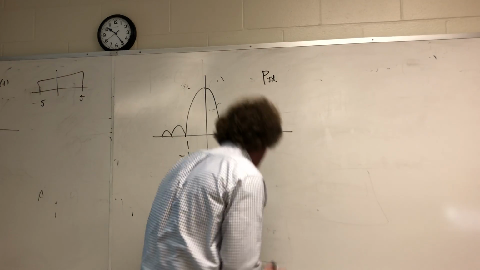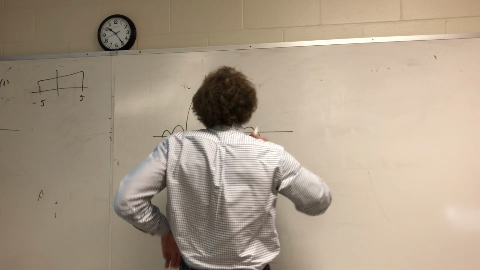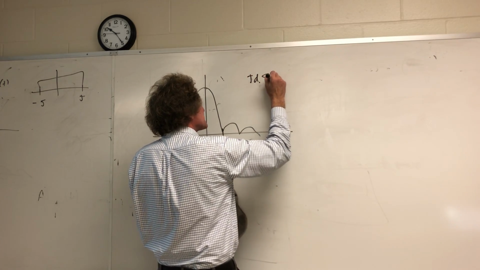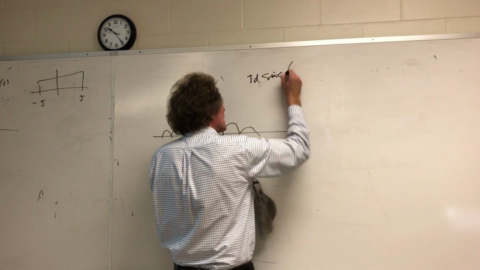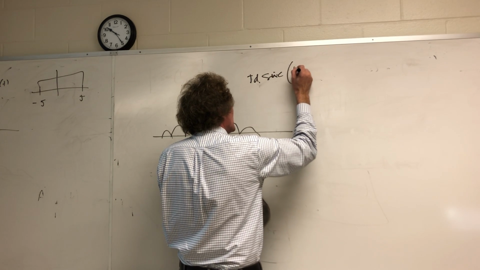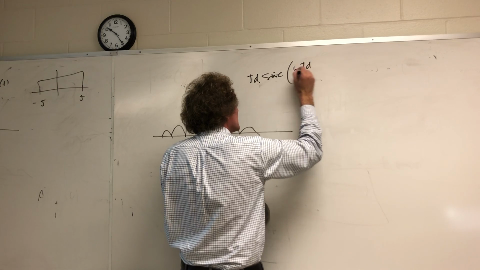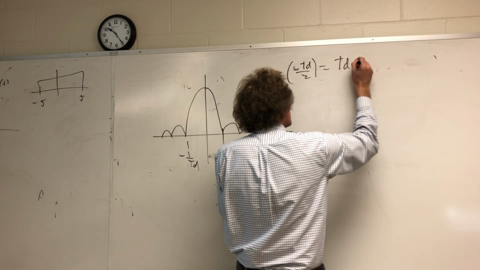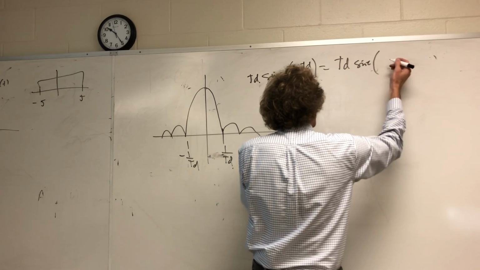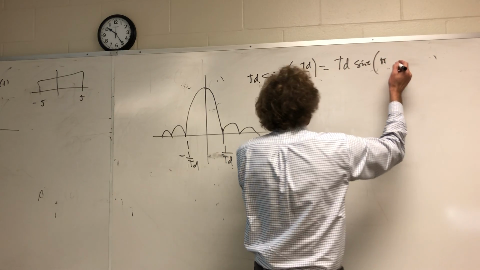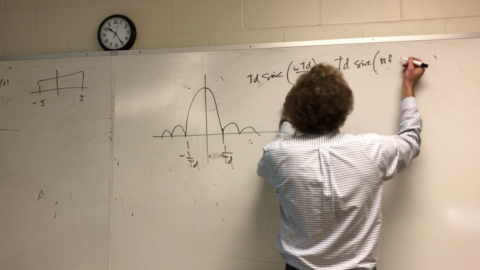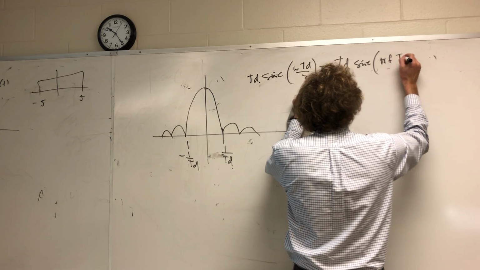I'll put the sync function down. This right here is going to be TD times the sync of omega times TD over 2, which is TD times the sinc of pi, right there, times F times TD.